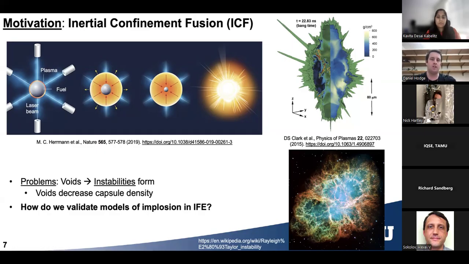But we all know that's not the case. It doesn't happen perfectly like that. And the reason why is because of these so-called hydrodynamic instabilities, right? And I think most of us are familiar with space and seeing this Crab Nebula where hydrodynamic instabilities are shown.